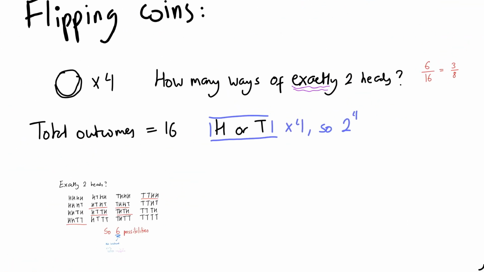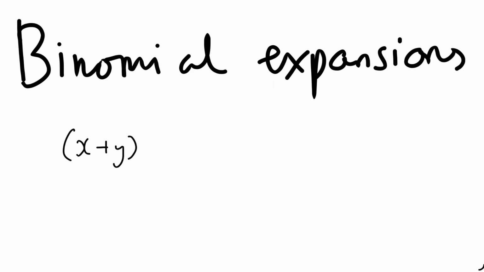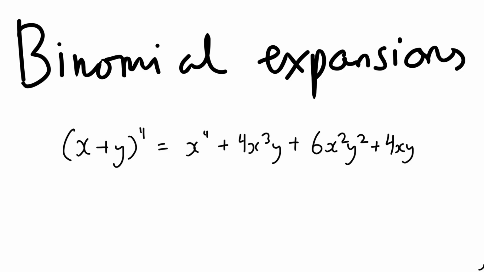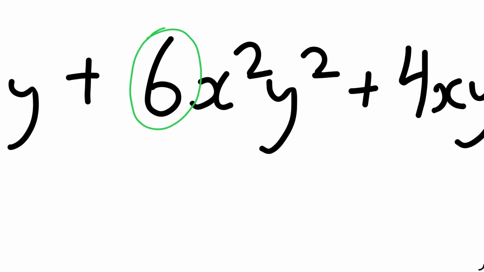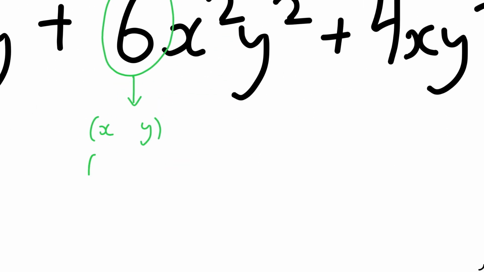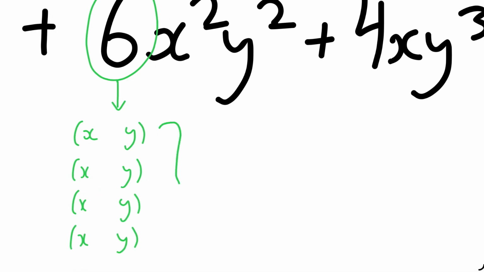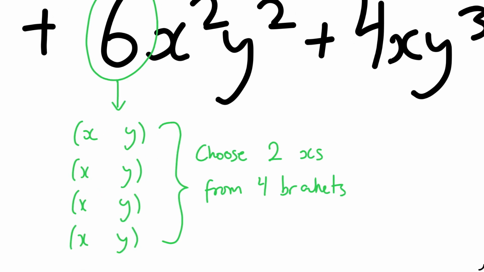Another place these numbers are useful is in expanding binomial expressions raised to a certain power. The coefficients of your terms are the entries in the corresponding row of Pascal's triangle. Now, really, this is the same application as before, since the 6 in front of the x squared y squared is just reflecting the fact that there are 6 ways to pick 2 x's when expanding.